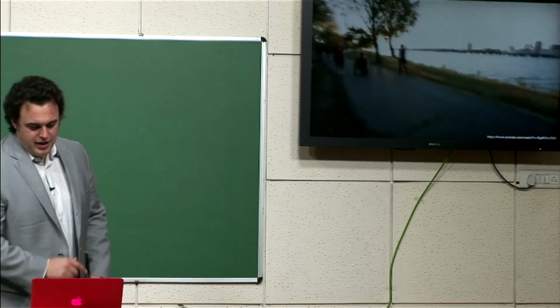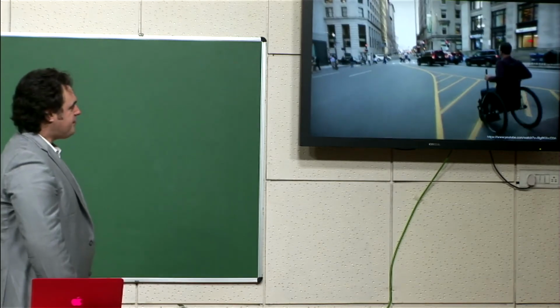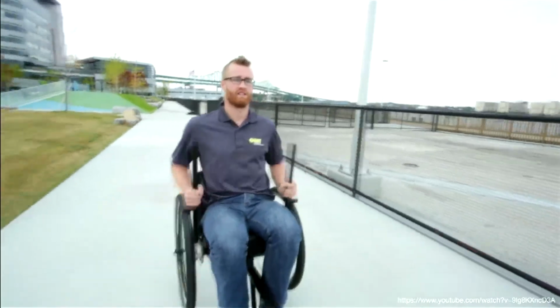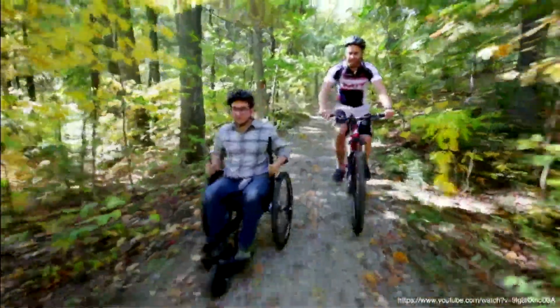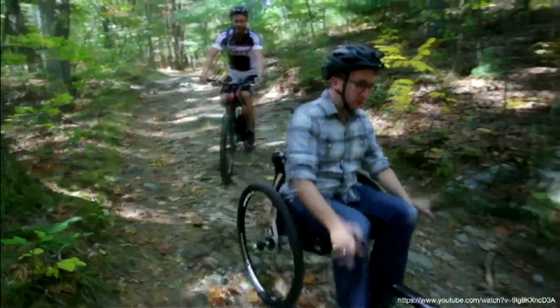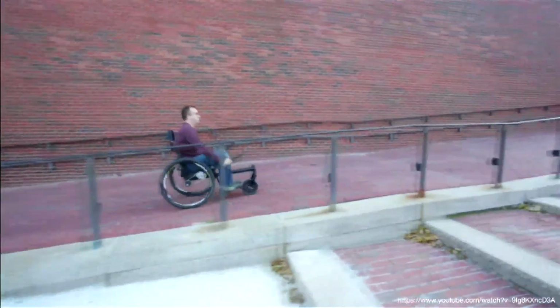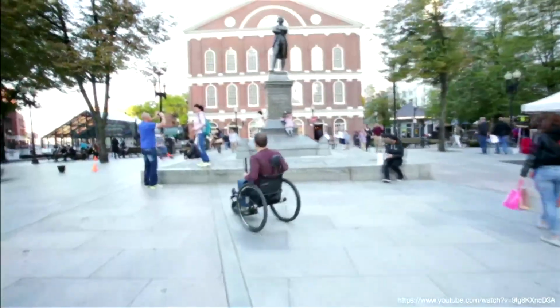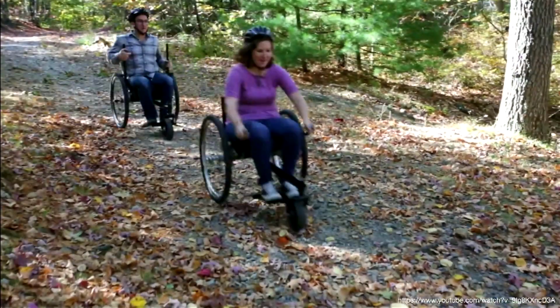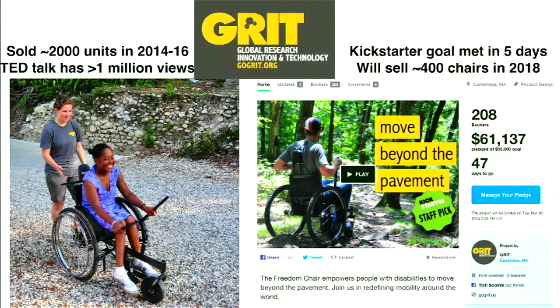And so here's that chair in action. And look at how this is being marketed. This is not a medical product. This is an enabling, off-road, go anywhere, liberating machine. It's like a mountain bike, right? So that's the Grit Freedom Chair. And what has happened now is that Grit has developed these two product lines.